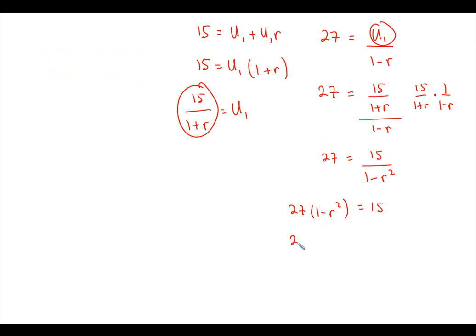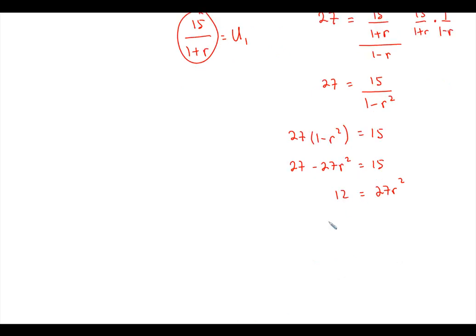And then we have 27 minus 27 R squared is equal to 15. So let's add 27 R squared to both sides, minus 15. That would give us 12. So then we divide by 27 now. So we're going to get 12 over 27 is equal to R squared, right? So 12 over 27, that reduces to what? 4 over 9. So when we square root both sides, R is going to equal plus or minus 2 over 3.